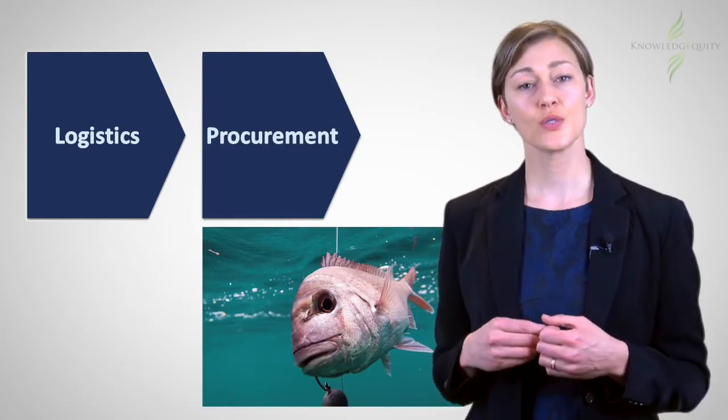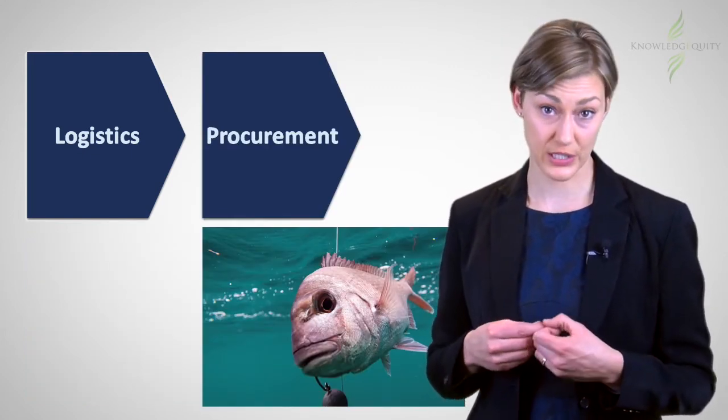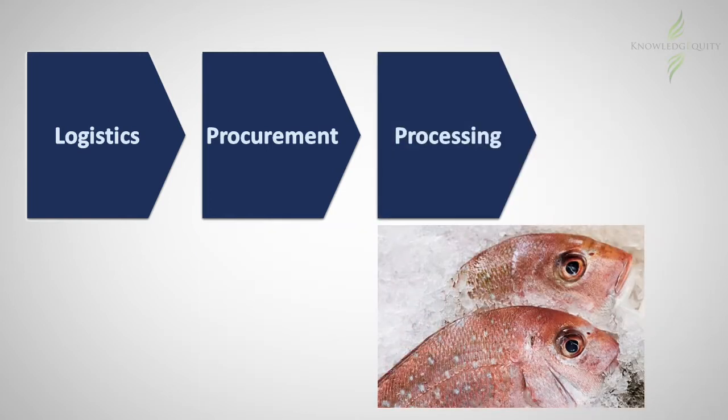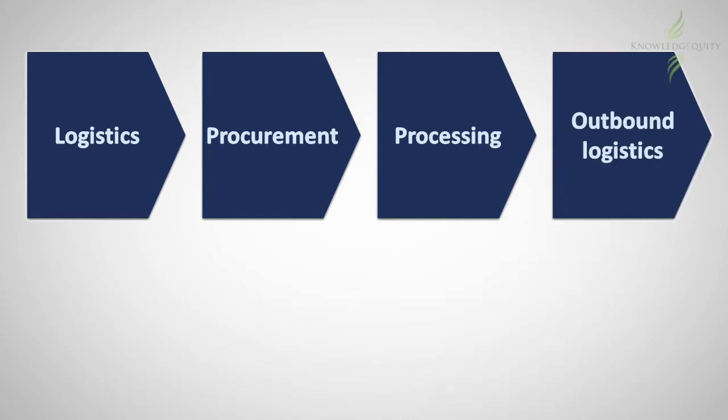Catching the fish, which can be considered procurement of raw materials. Processing the fish by snap chilling and storing. And finally, outbound logistics or distribution. That's delivering the fish to the market. The customer in this case is the fish buyer at the market who purchases from the fishing company and will then sell to the end consumers.